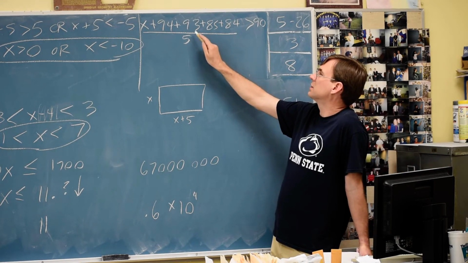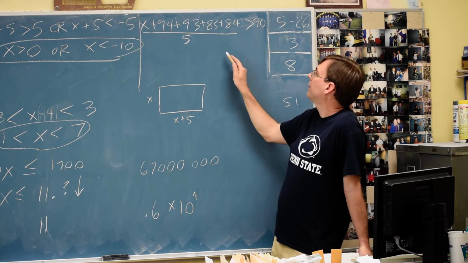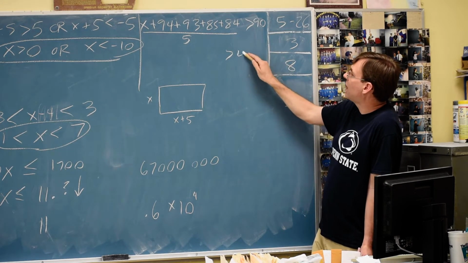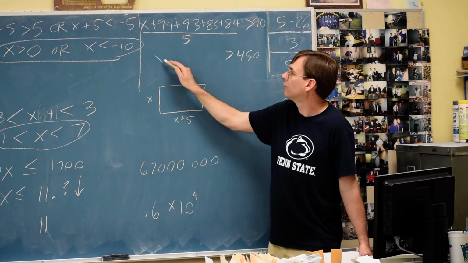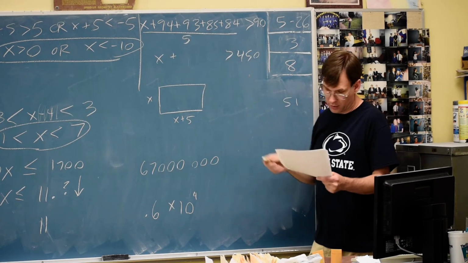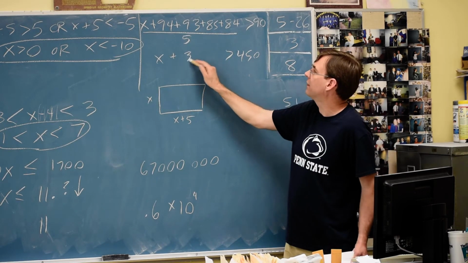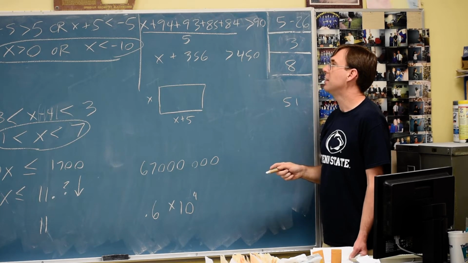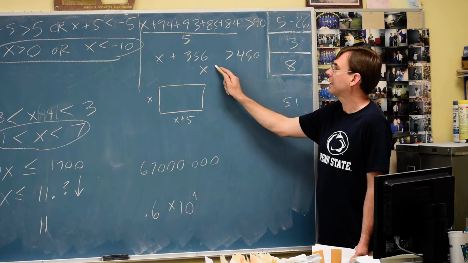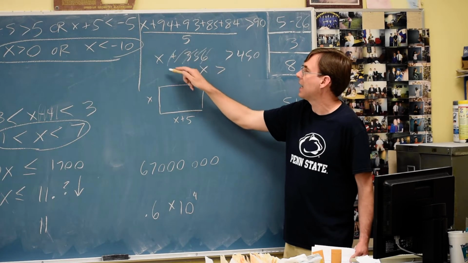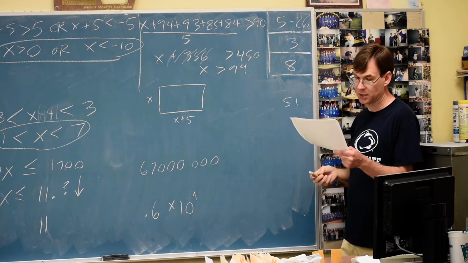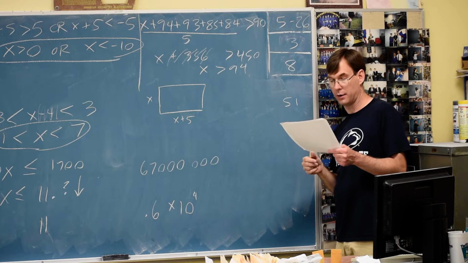To solve it, since it's dividing, you'd want to multiply. So 90 times 5 is 450. You'd want to add all those numbers up, which will be 356. And then you do the opposite by subtracting 356 to get the x alone. X has to be greater than 94.